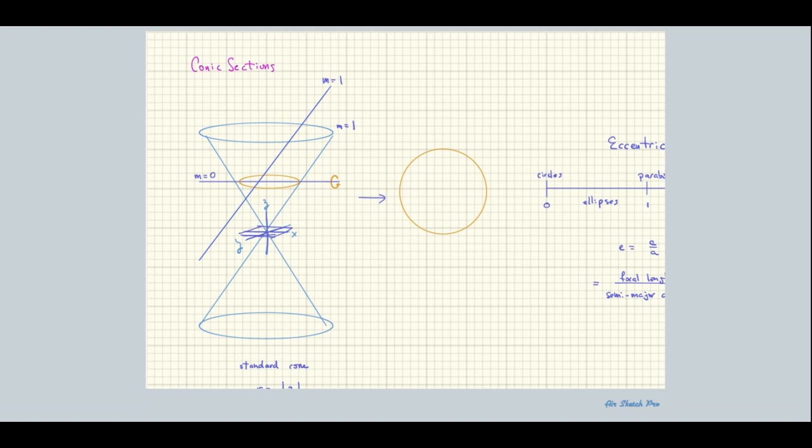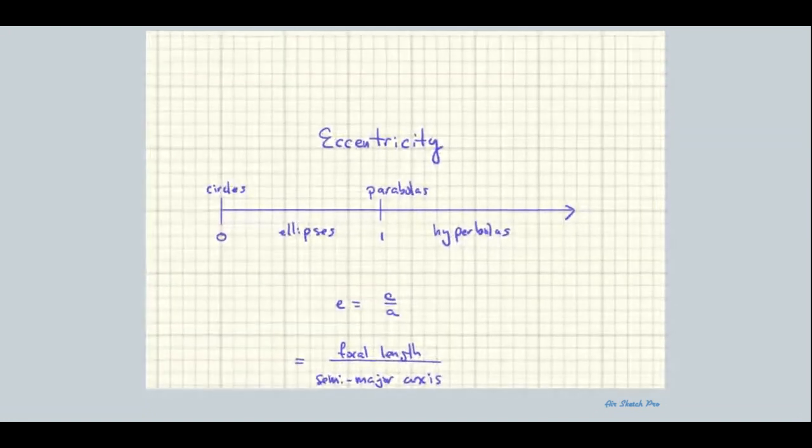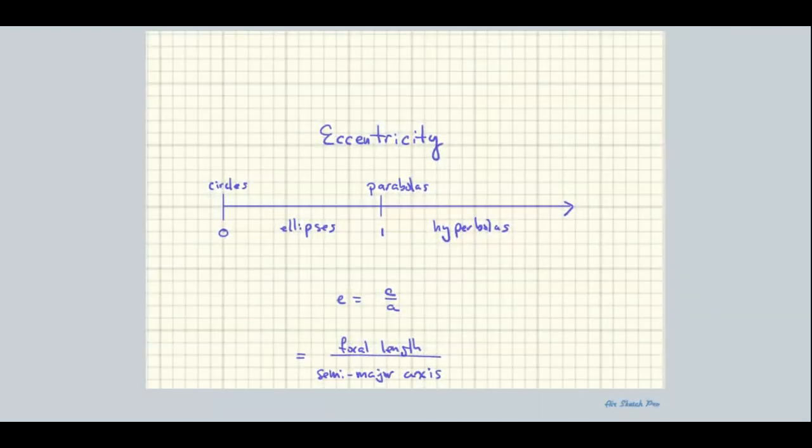And then as soon as I increase my slope even a little bit beyond that, it will hit both halves of the cone, giving the hyperbolas. So that's a nice way to organize these by their eccentricity. With an eccentricity of 0, we get a circle. With an eccentricity of 1, we get a parabola. Now for just exactly one eccentricity that's going to give us that. 0 for circles, 1 for parabolas.